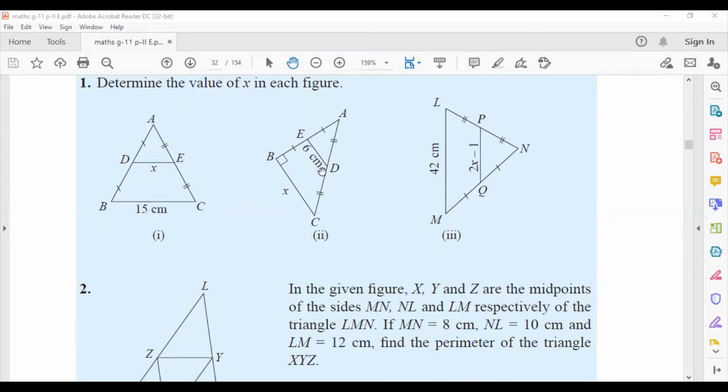What can you say about the length of x, BC, according to the midpoint theorem in this second figure? 12. Yes, very good. X should be 12 centimeters. Why? BC should be twice ED according to the midpoint theorem.